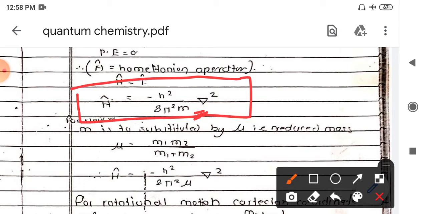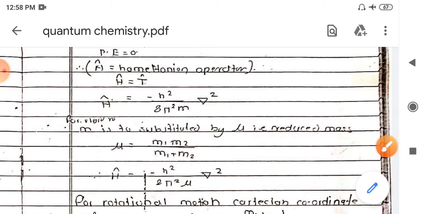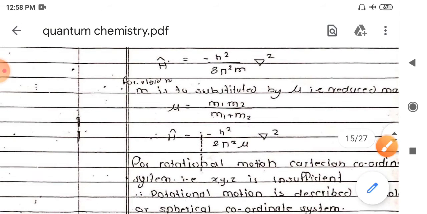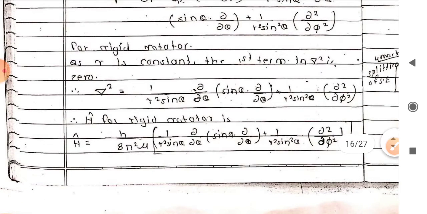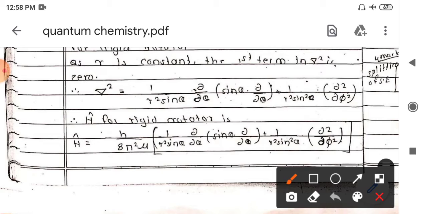This is the Schrodinger time independent equation, and within it we have the Hamiltonian operator, which is the total energy of a system. Here we have substituted that value, so H cap equals minus h square upon 8 pi square mu. Why is this mu there? Because we are considering a rotating system, and for a rotating system we consider the reduced mass into grad square. The value of grad square can be obtained from this equation, so we have simply substituted those values in the Hamiltonian operator.